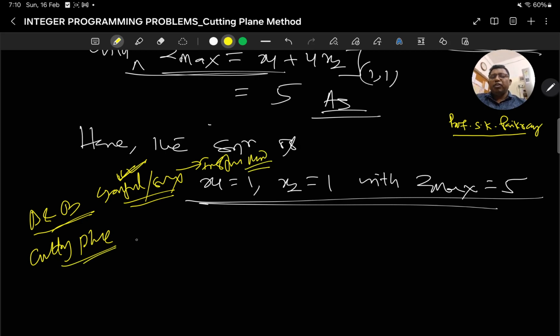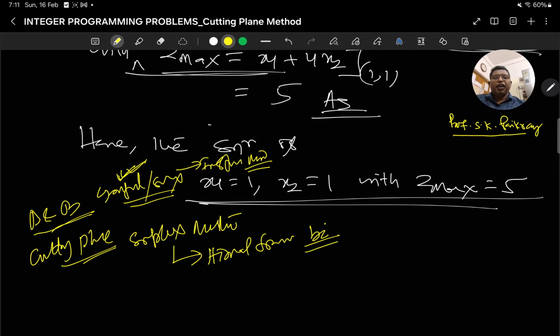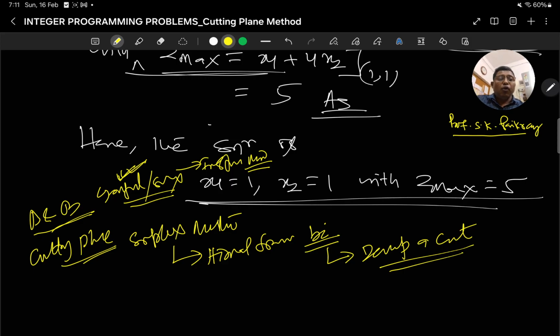But in the cutting plane method we have to use the simplex method, and we find the highest fraction of bi, right, and you select it, develop a cut and solve as we did it, okay, and accordingly we continue this till we get all integers, or the some integers as it is being asked, okay.